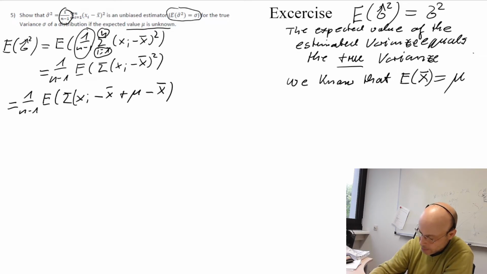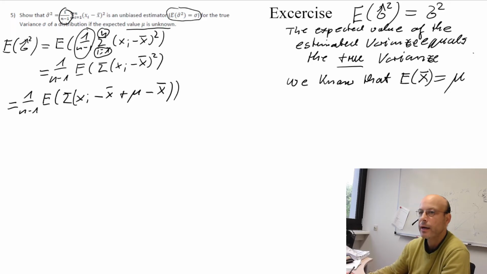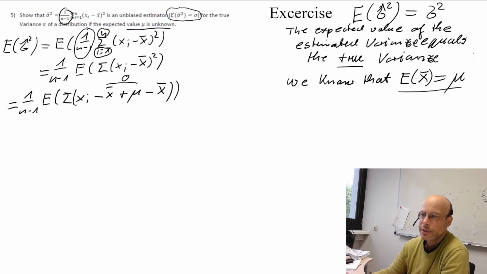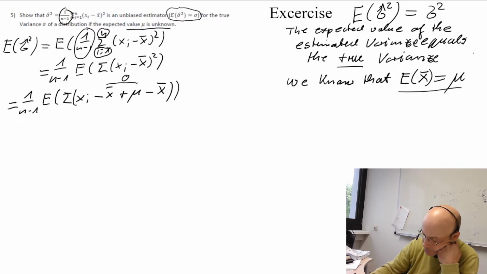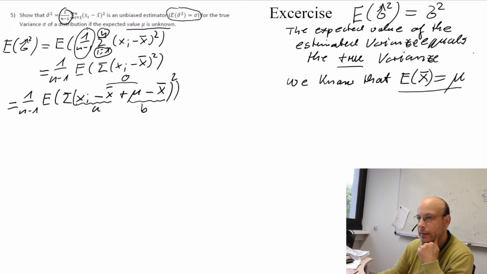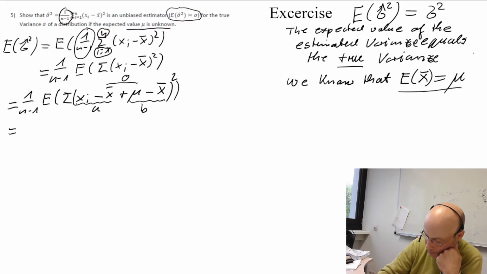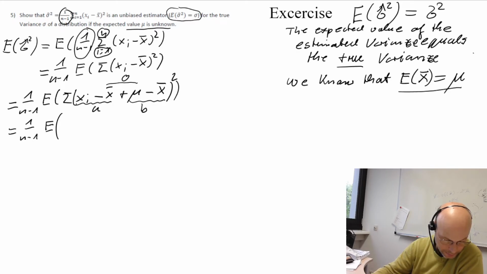So this is more or less the same trick we apply here as in the former task, because this again, because of this property, is just 0. And then we can also say that, as before, this would be some squared number a, and this would be a number b. And again, due to our formula here, we can write down 1 over n minus 1 expected value, open the brackets. What do we have?